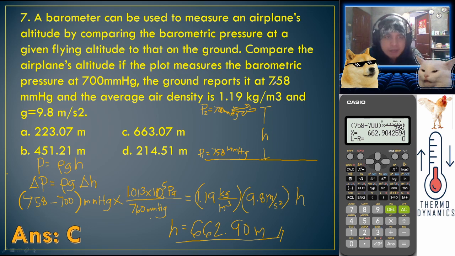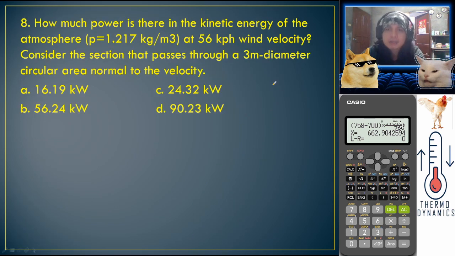And let's proceed to our last question sa ating state properties. So number 8, how much power is there in the kinetic energy of the atmosphere with a density of 1.217 kilogram per cubic meter at 56 kilometers per hour wind velocity? Consider the section that passes through a 3 meter diameter circular area normal to the velocity.